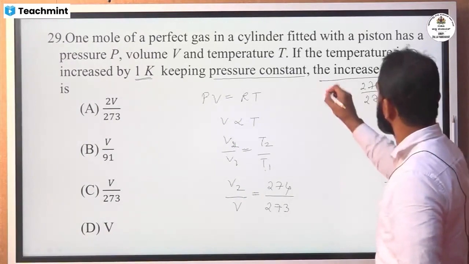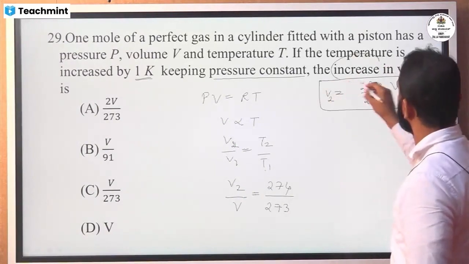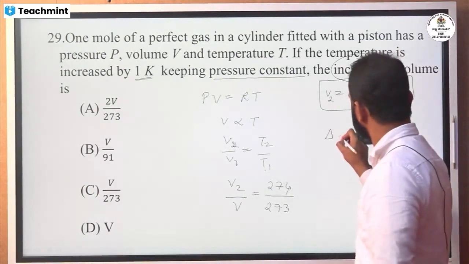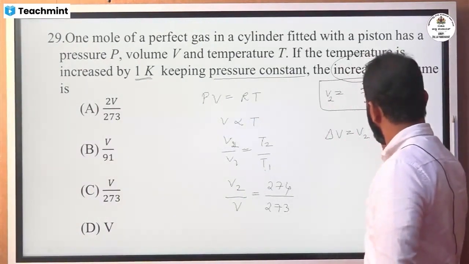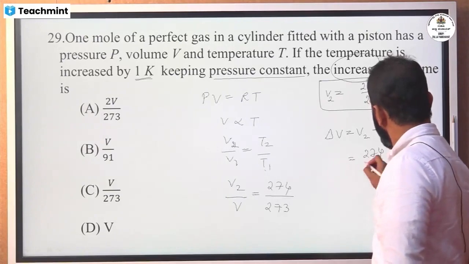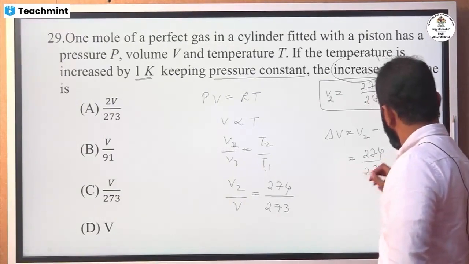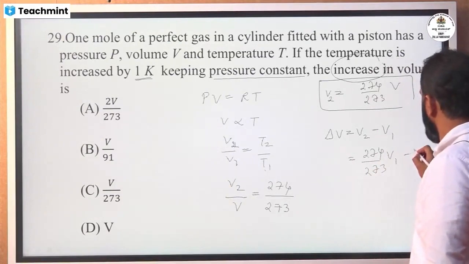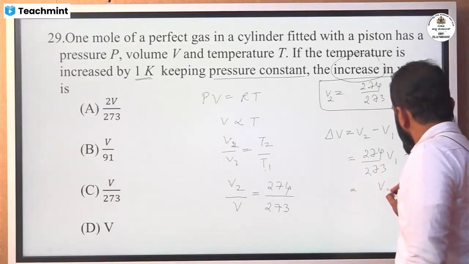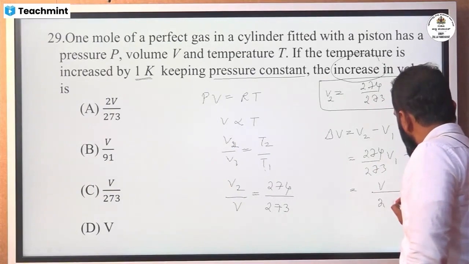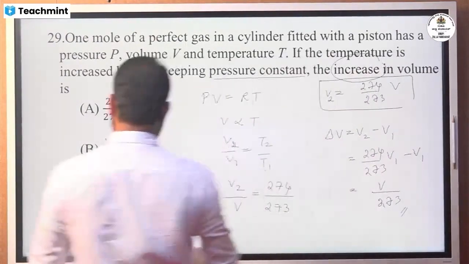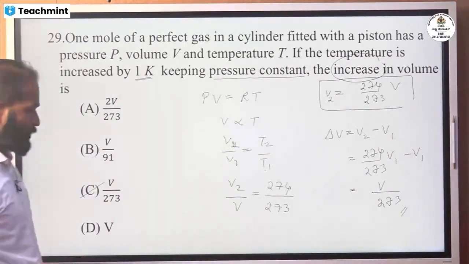But what is asked is the increase. There is a word here: it is an increase in volume. You have to find the change in volume, delta V. So that is equal to V2 minus V1. That becomes 274 divided by 273 V1 minus V1. So that becomes V divided by 273. That gives option C as the correct option.